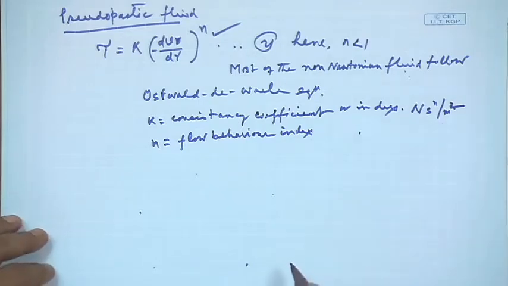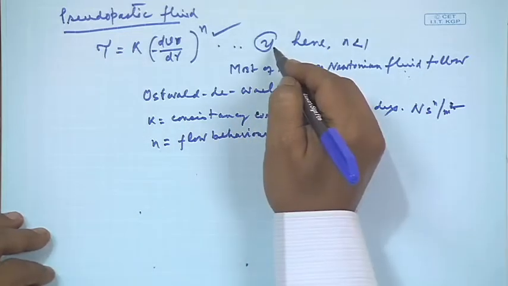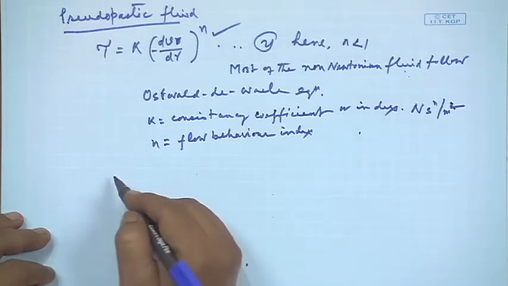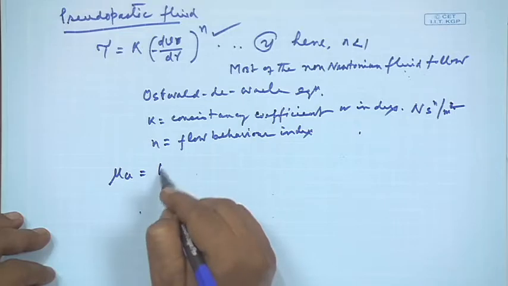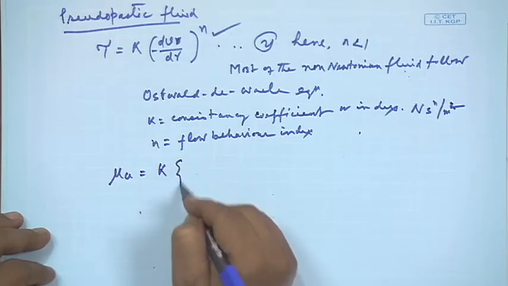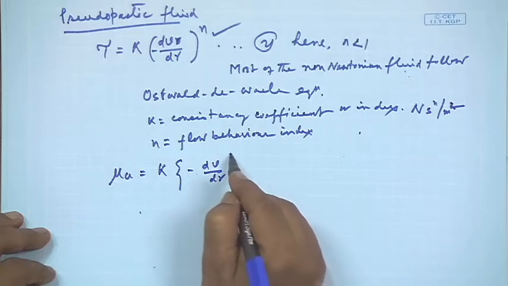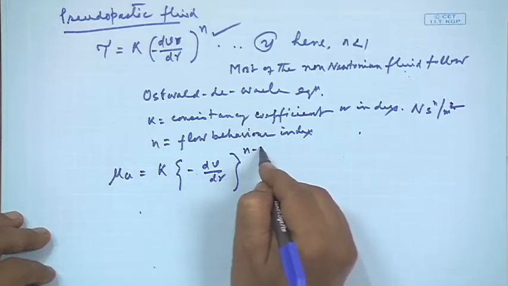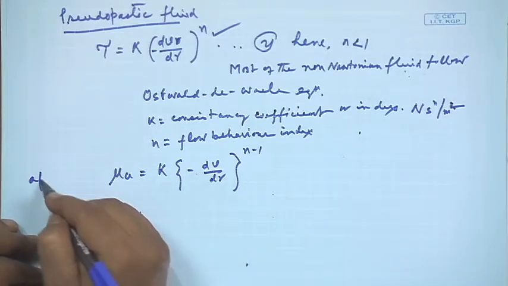Apparent viscosity can be obtained from equation 1 and equation 2 as mu apparent equals K into minus dV dr to the power n minus 1. This is called apparent viscosity.